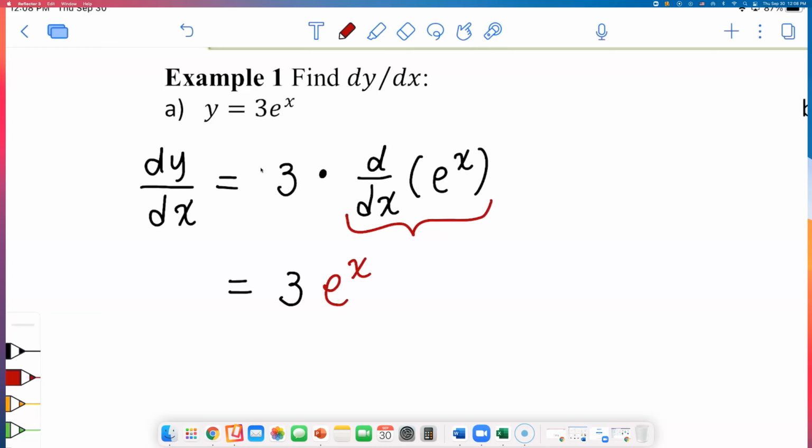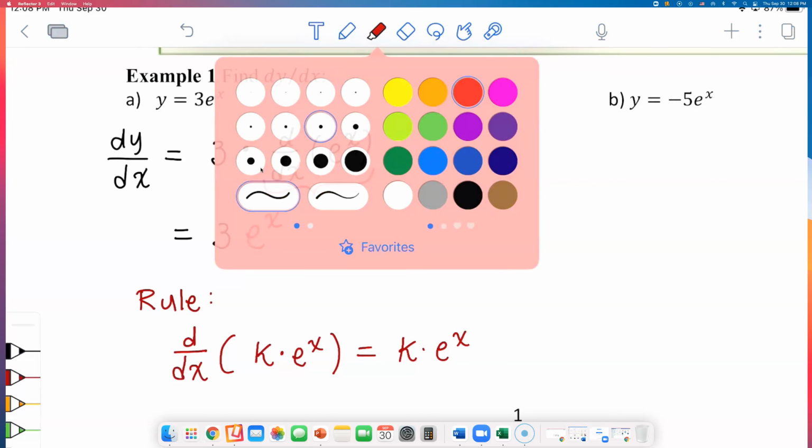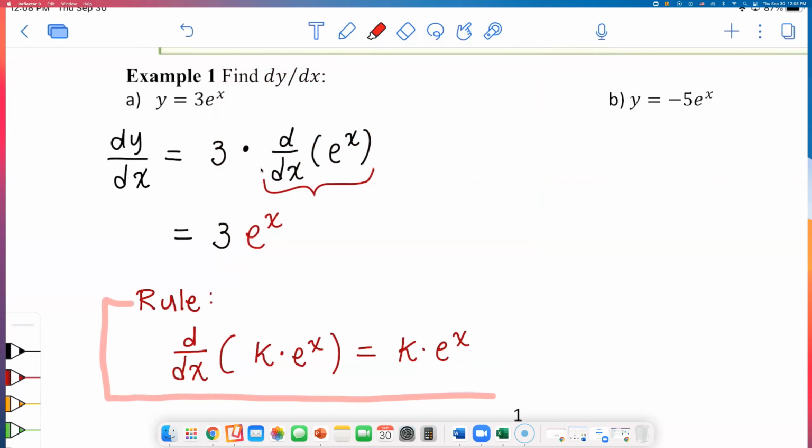So that's what it is, but if it is just a constant, I can make a little rule here. Rule: the derivative of any constant k times e to the x is just really k times e to the x. Just having a number in front of the e to the x term, the derivative is just going to be itself.